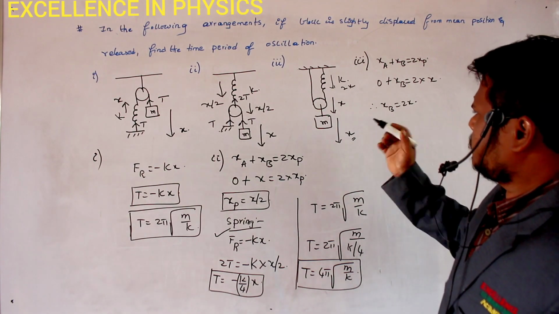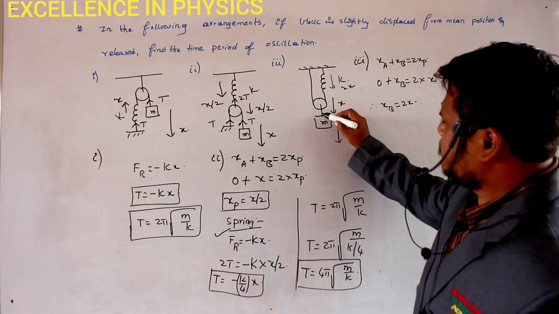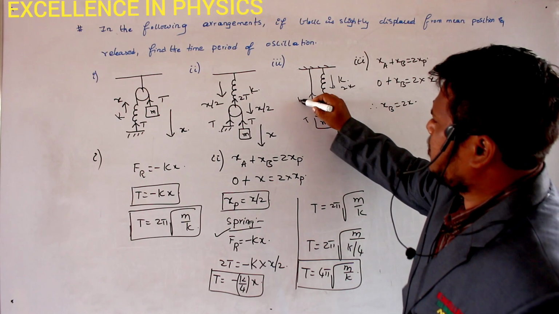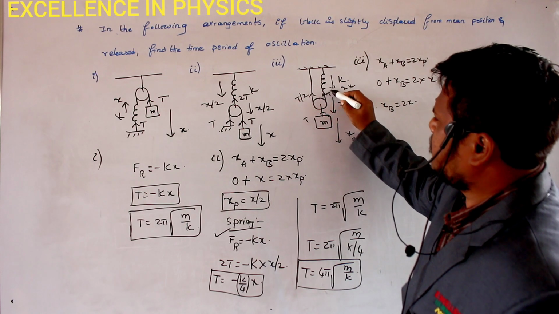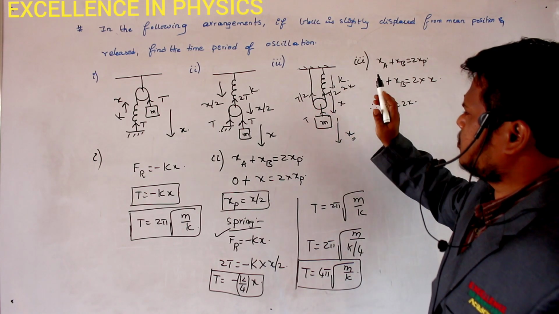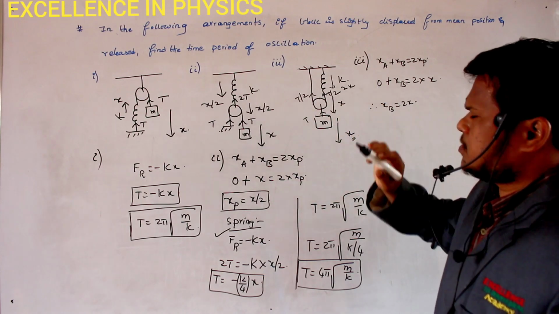Clear now? Now we have to distribute the tensions also. So here let us suppose the tension is T. Then here tension will be T by 2 and here also tension will be T by 2. Again the same concept: tensions above the pulley and below the pulley should be equal because this is a massless pulley.